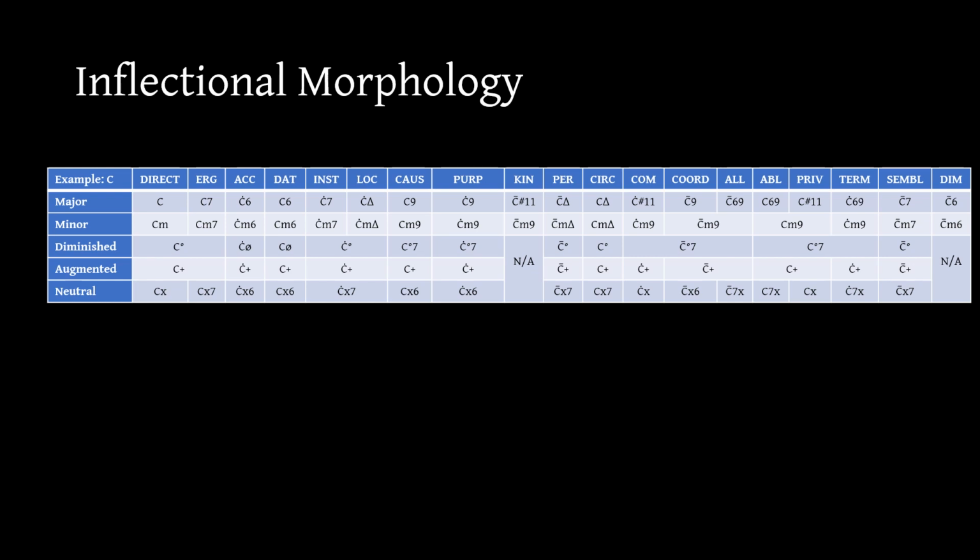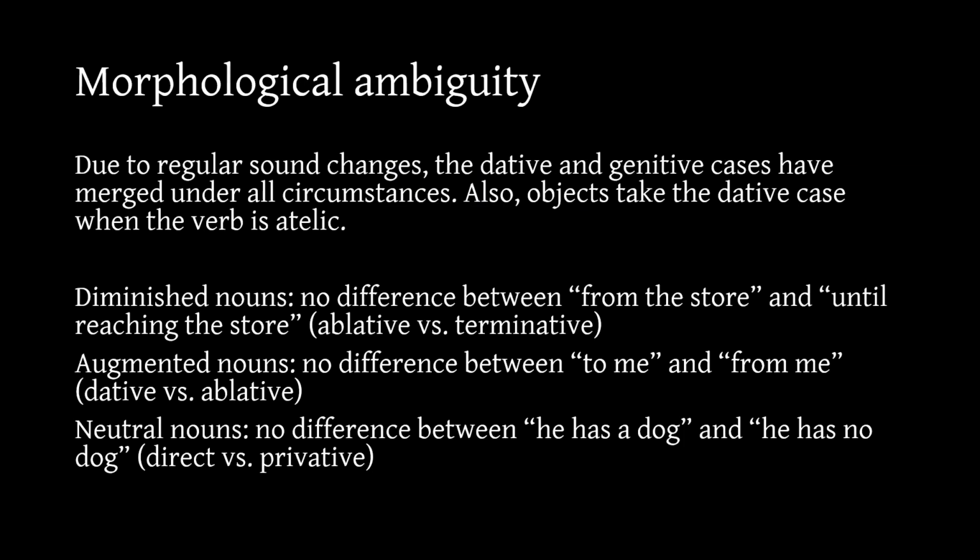And since diminished and augmented sevenths are kind of weird with those things, certain extensions don't work the same way. So a lot of cases sort of become ambiguous depending on the quality of the chord. So as you see here, diminished nouns don't have a difference between ablative and terminative case. Augmented nouns don't have a difference between dative and ablative, and neutral nouns don't have a difference between direct and privative. But this doesn't really tend to be a problem, as I'm sure you can guess.